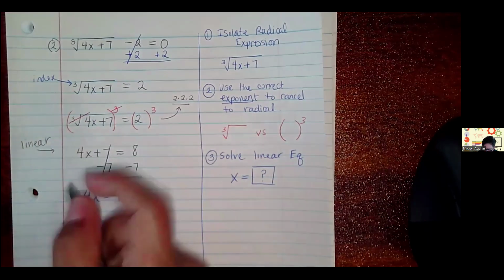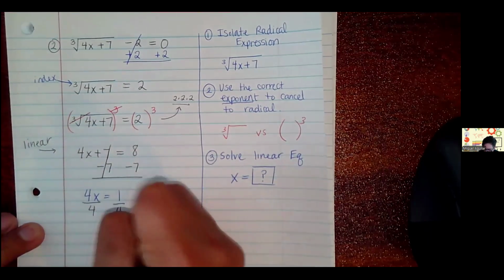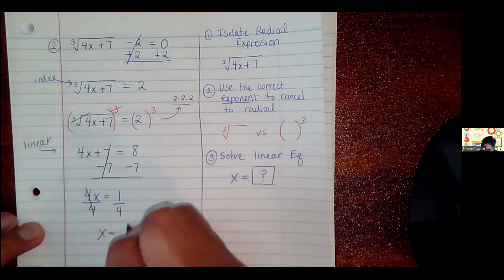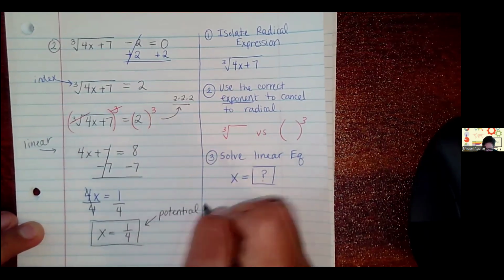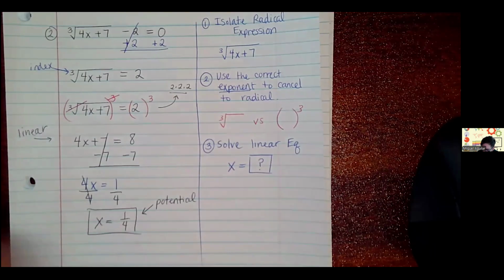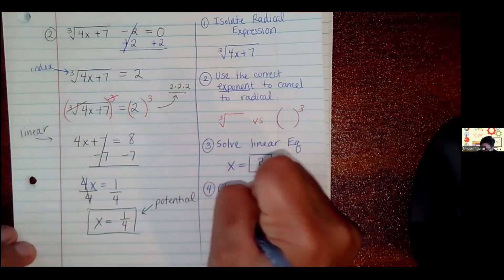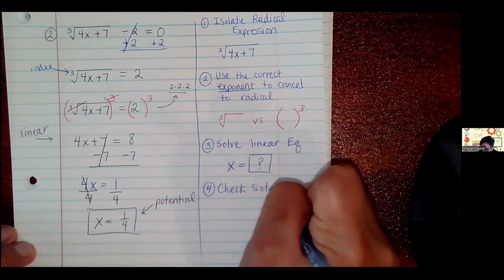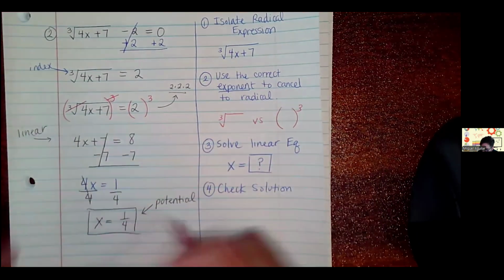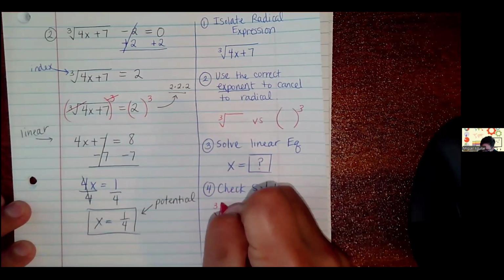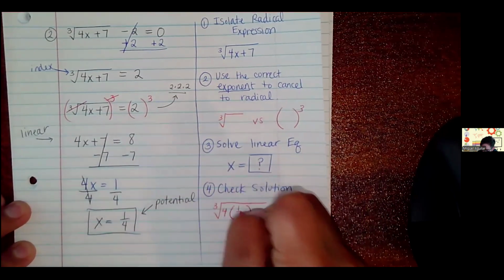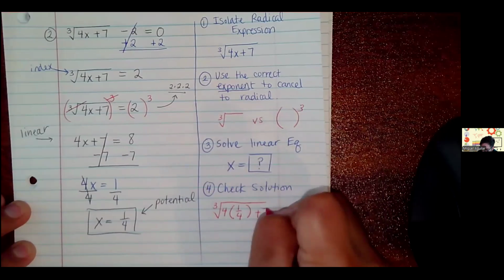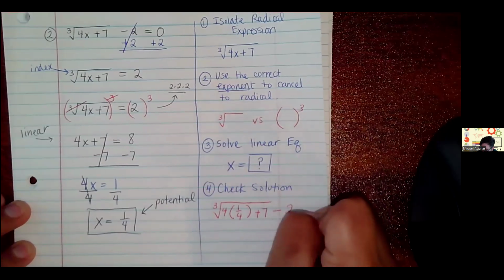And finally, we can divide by 4 on both sides so that we now have x is equal to 1/4. Okay. Remember, this is just my potential solution. So our last step is always going to be to check the solution. And the way we'll do that is take the original problem, the cube root of 4x, but this time we're going to put 1/4 into our equation, plus 7 minus 2 equals 0.